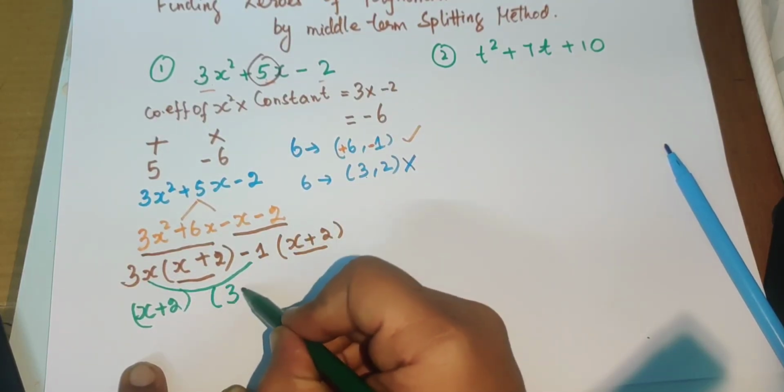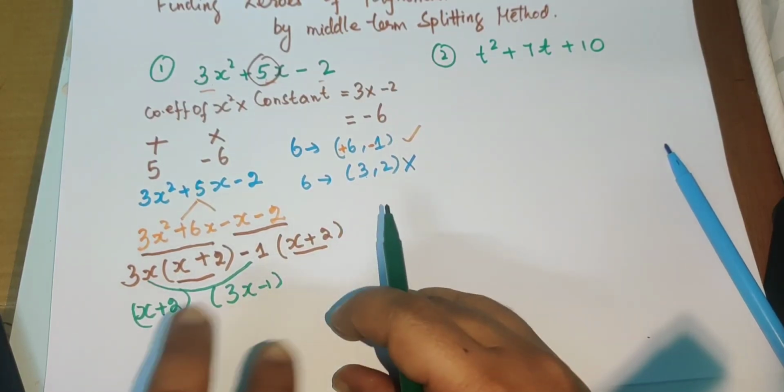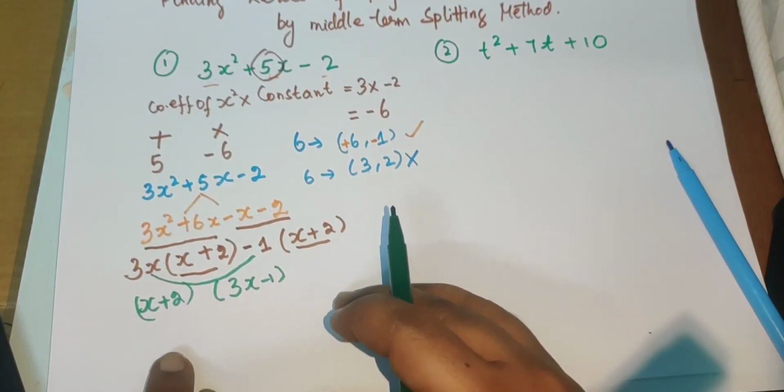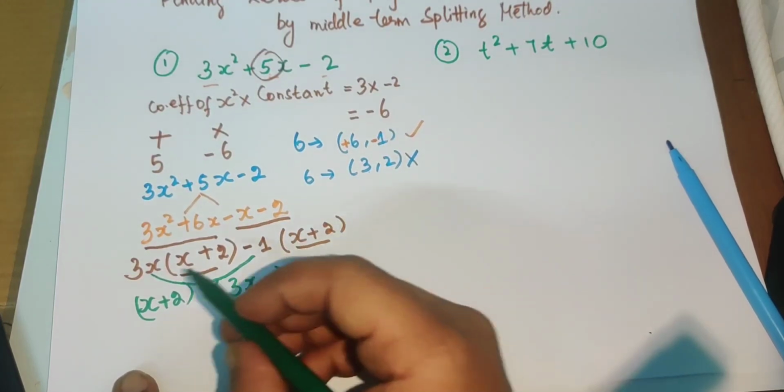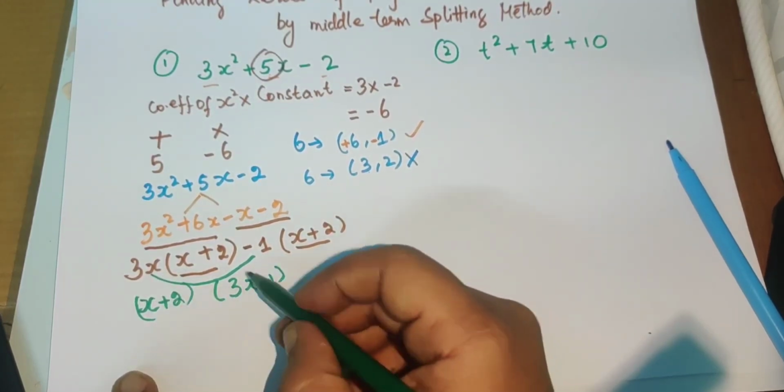3x minus 1 is left. So done. We have almost finished this question. Now we are going to find the zeros. To find the zeros, we have to equate the given factors to 0.